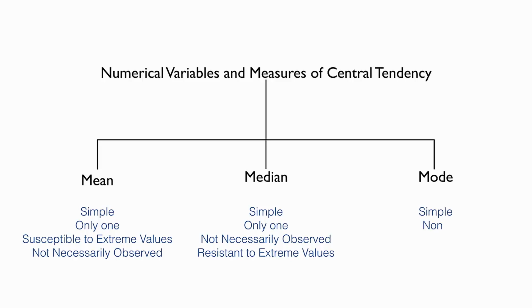And finally, we have the mode, or the value that is most often observed in the data. It doesn't get much more simple than that. But unlike the mean and the median, there can be more than one mode for a given set of values. In fact, there can even be no mode if all the values are observed the exact same number of times. However, if there is a mode, by definition, it's observed in the data.